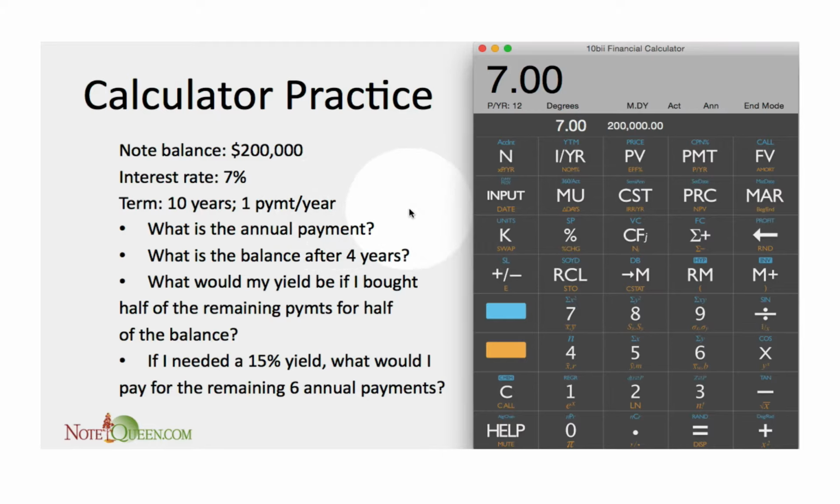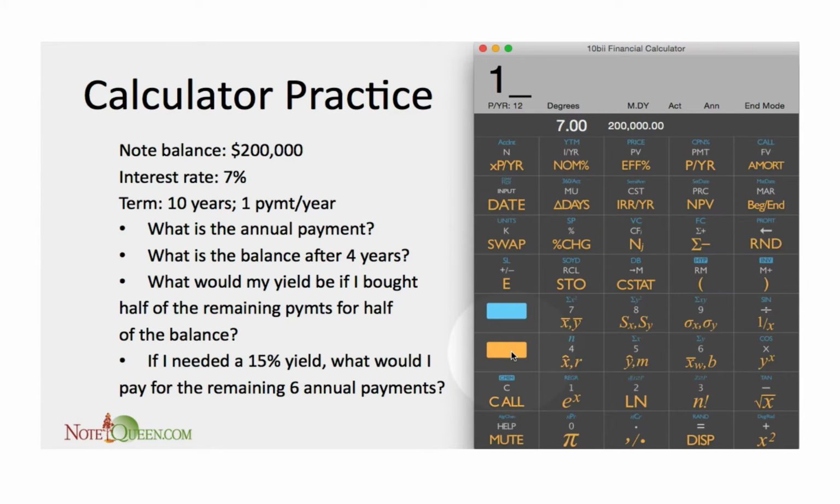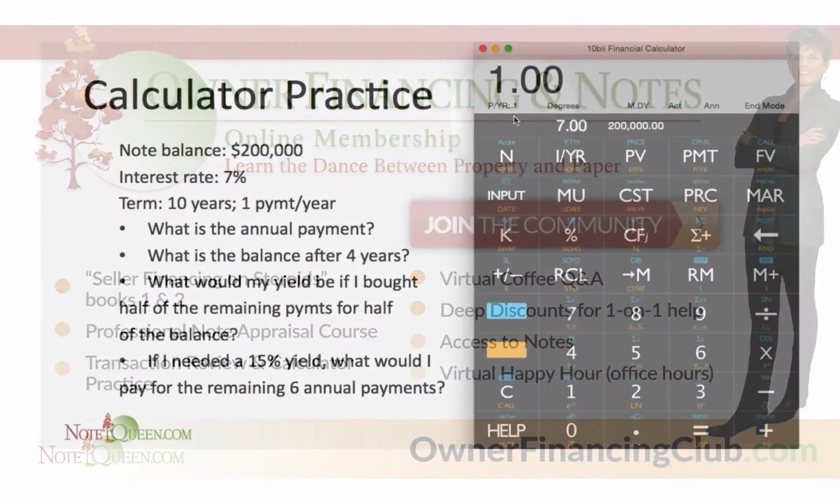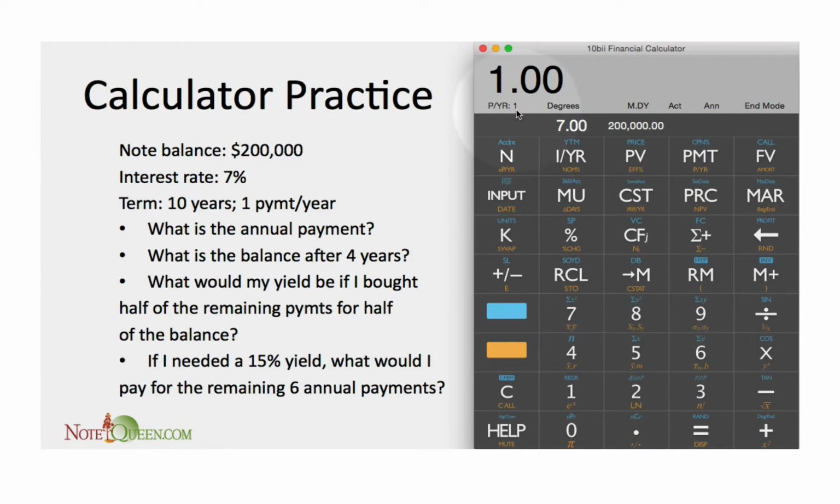What's the annual payment? So the thing we have to do first is realize that the payments per year are normally 12, right? Most loans are paying once a month, so 12 payments a year. So to figure this problem out, we have to actually change it to one payment a year. So I want to show how we do that. We take the one, and then we use this shift key here, this orange. That brings up payments per year over here. And we click that, and now we can see, it's really small, but the payments per year up here is 1. So that's one payment per year. And 10 years, so we know that we've got 10 of those.